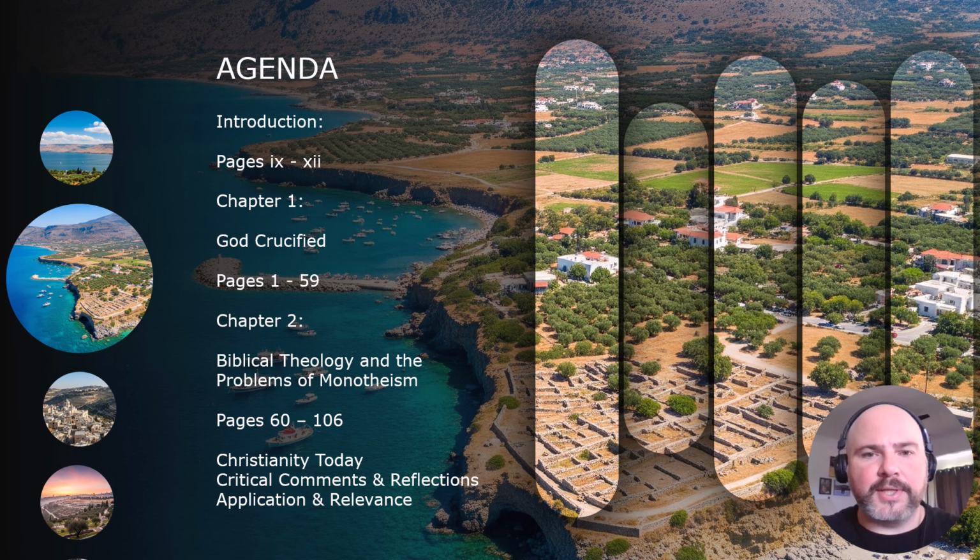We will discuss and give a summary of the book Jesus and the God of Israel by Richard Bauckham, which covers the introduction, pages IX to XII; chapter 1, God Crucified, pages 1 through 59; and chapter 2, Biblical Theology and the Problems of Monotheism, pages 60 through 106. We'll also give critical commentary and application to Christianity today.